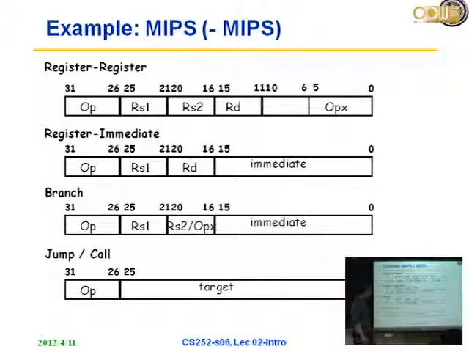Branch operation says branch if equal, branch if greater than, branch if positive, whatever, and you compare the contents of these two registers, and if you want to branch, then this is the PC offset. Okay, and jump, this is an unconditional control flow instruction. So if it's a jump, then this is the target.